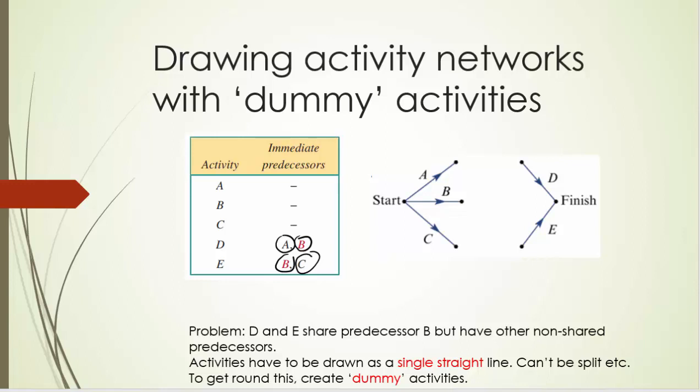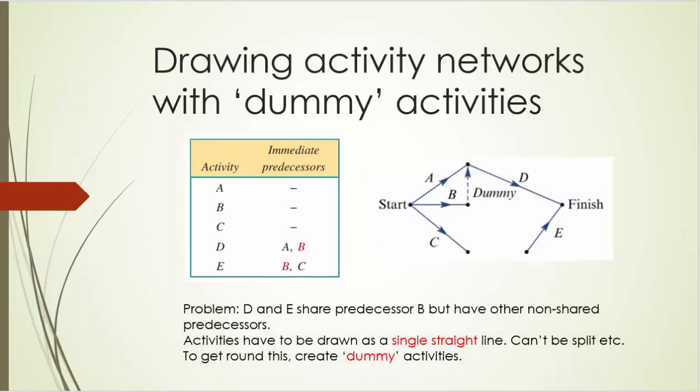The question is, how do we join them up? We want D to have activities A and B, but we want E to have activities B and C, and it's this thing here that's causing the problem. You can't have anything except single straight lines. Lines can't be split. So we create something called dummy activities. There's the first one gone in. D is preceded now by A and B by the dotted line. Likewise, we'll be able to draw E preceded by B and C, so that E will join up across there, and we need a dotted line down there.